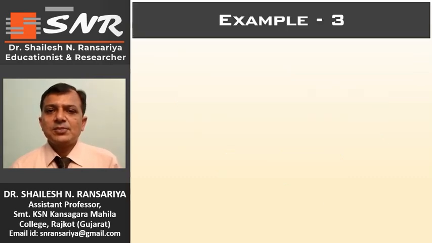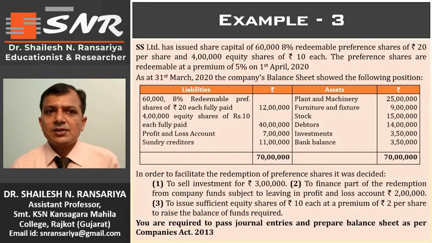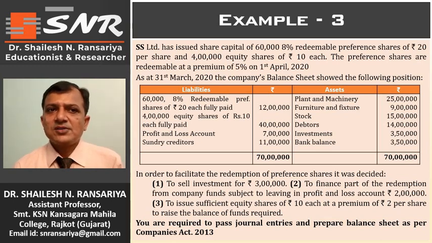So example number 3. SS Limited has issued share capital of 60,000, 8% redeemable preference shares of rupees 20 per share and 4 lakhs equity shares of rupees 10 each. The preference shares are redeemable at a premium of 5% on 1st April 2020. As on 31st March 2020, the company's balance sheet shows the following position.